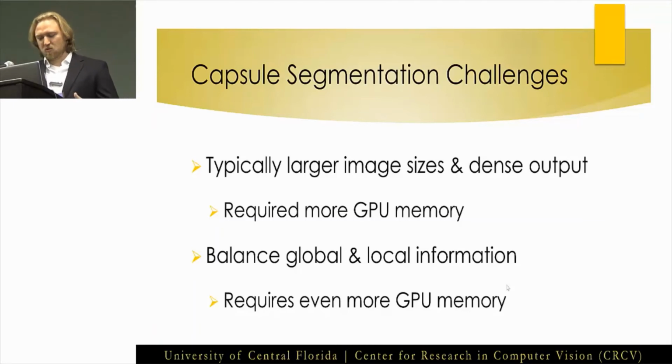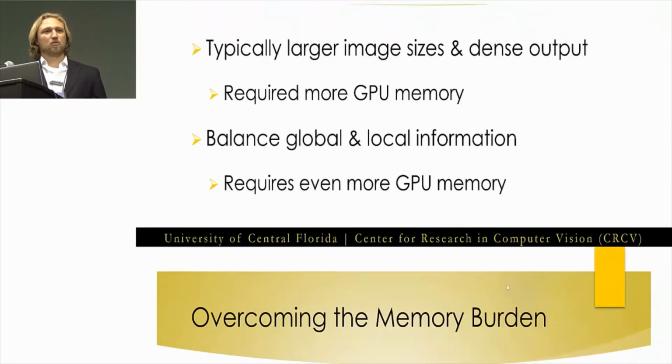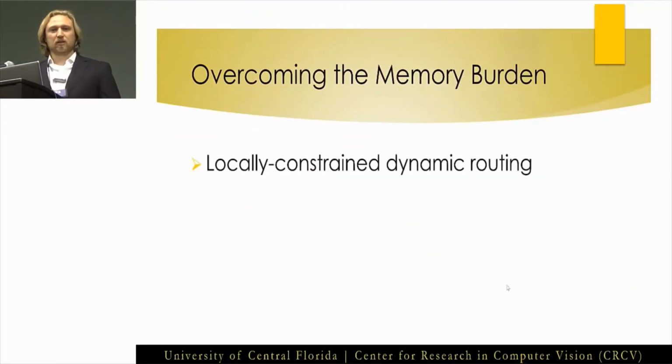In a work that I published at the Medical Image Deep Learning Conference, which got an award at that conference, we introduced a couple of novelties, one of which was locally constrained dynamic routing. Here we only route child capsules to parent capsules within a given kernel, similar to what we do with a convolutional layer as opposed to a fully connected layer. This allowed us to dramatically reduce the parameter burden, just like a convolution operation does with a CNN.